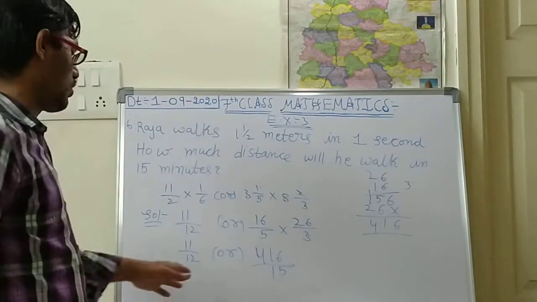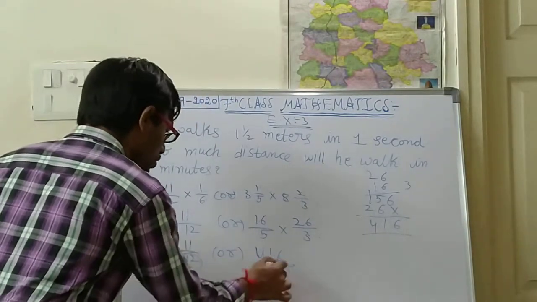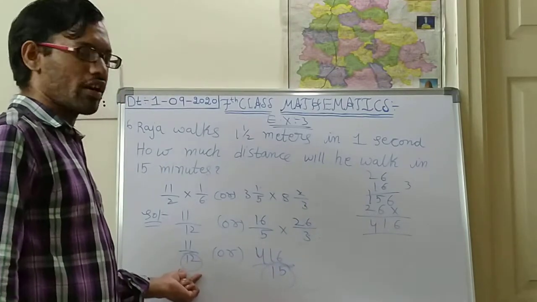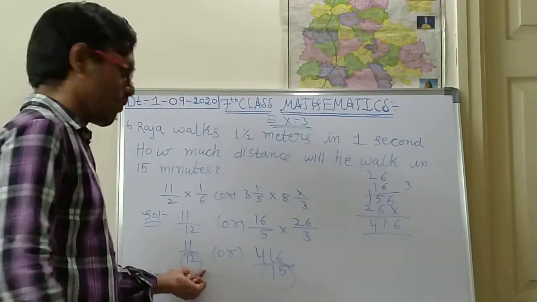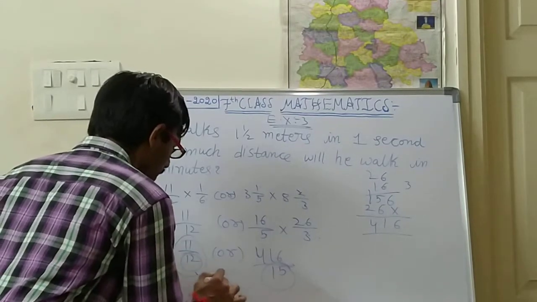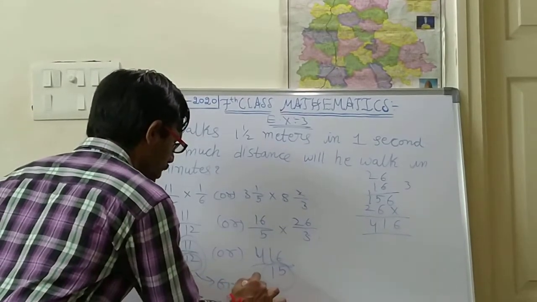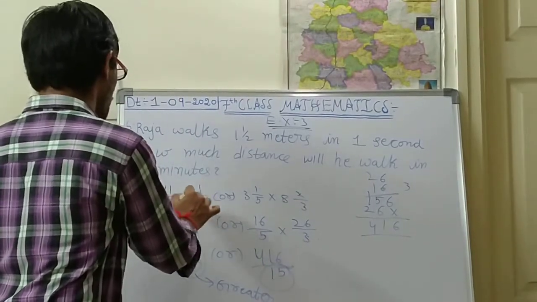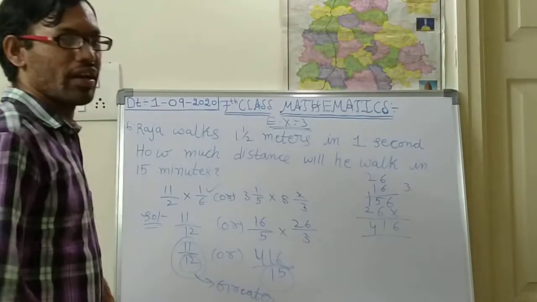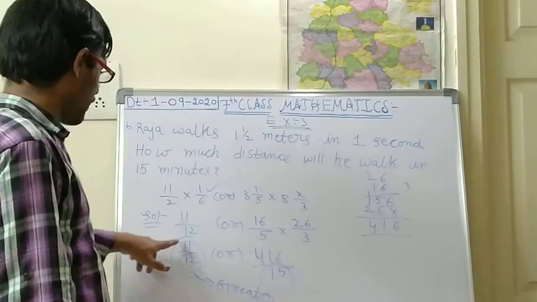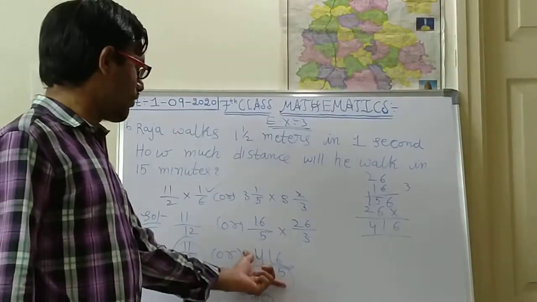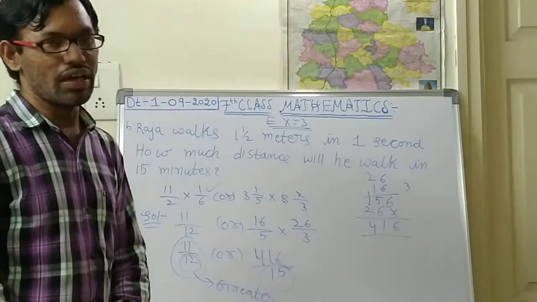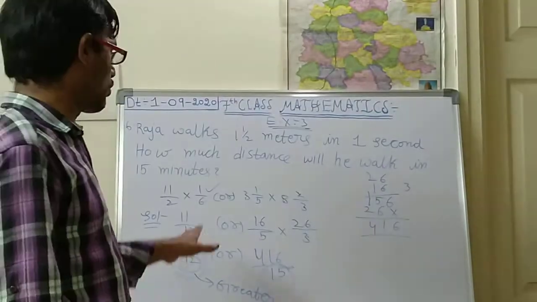So these are the two numbers. Check the denominators: 12 and 15. 12 is the smaller denominator, so 11 by 12 is the greater number. That means 11 by 2 into 1 by 6 is the greater fraction, and obviously 416 by 15 is the smaller fraction. Like this you are supposed to do the answer.